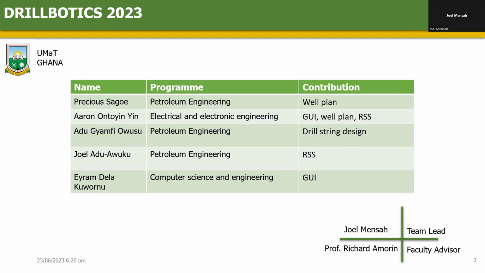My name is Precious Sigo, and I have a petroleum engineering background, and I contributed to the design of the work plan for the project. My name is Aaron Antuyin with electrical and electronics engineering background, and I contributed to the graphical user interface, the work plan, and the RSS for this project. My name is J. Fiyoso, and I studied petroleum engineering, and I contributed to the document design for the project.